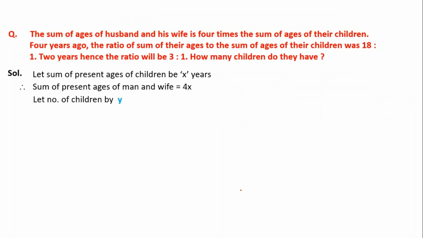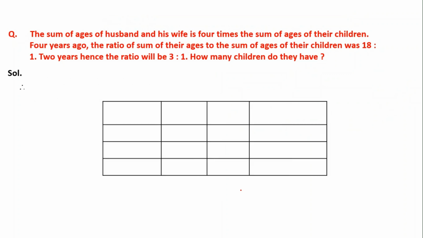So let the number of children be y. We don't know the number of children. Our task is to find the number of children they have. Okay, look at the table. For example, husband and wife present ages, let me assume this is an example: 40 and wife 35. Then their sum of the ages will be 75.